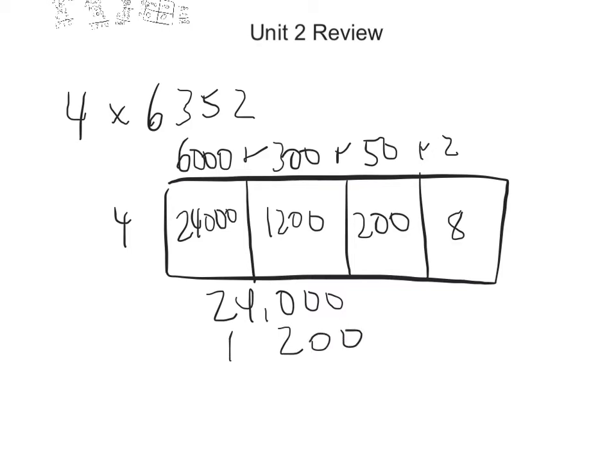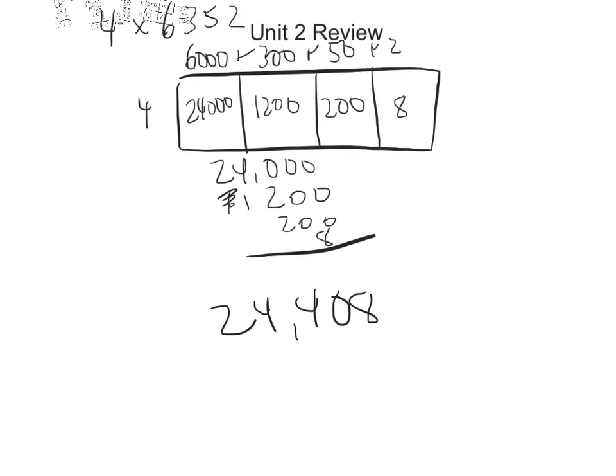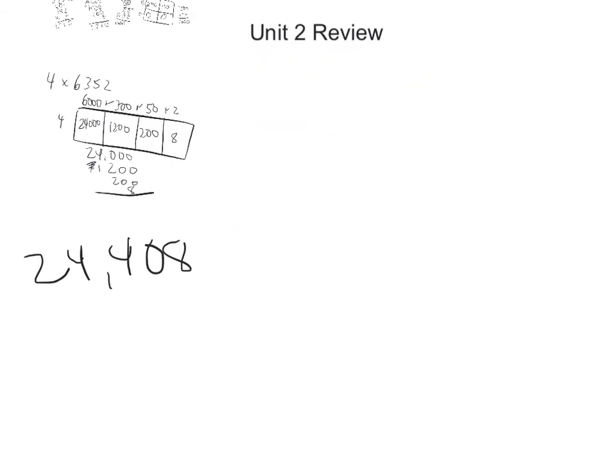Whoop, didn't line that up very well. 200, 8 gives me 804. 24,408. And just to be sure about that, I'm going to also do it with the shortcut method.